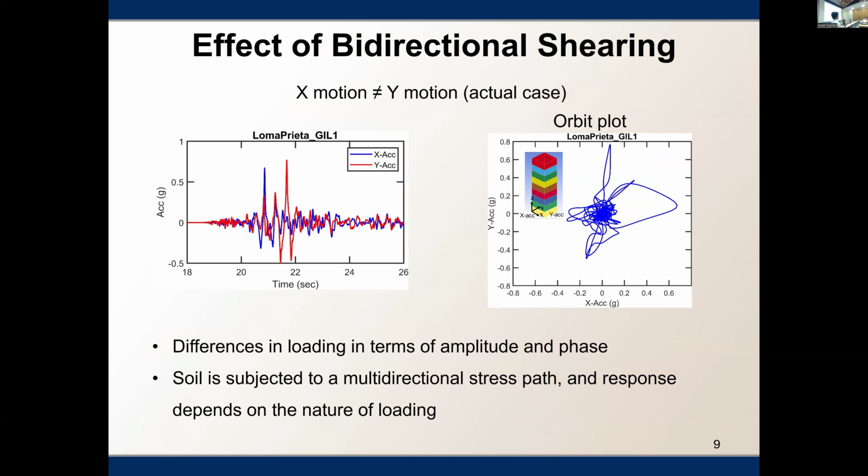If you look at an actual case now, instead of the hypothetical case, in which the x and y motions are not the same, this is what happens typically. In the time history plot, you can see that there is some difference in x and y acceleration in terms of both amplitude and phase. This is what causes the acceleration trace to look like this in the orbit plot. So this shows that if the soil is moving as described by this acceleration plot, then we are subjecting the soil to a multi-directional stress path. And the response of the soil depends on the nature of loading.